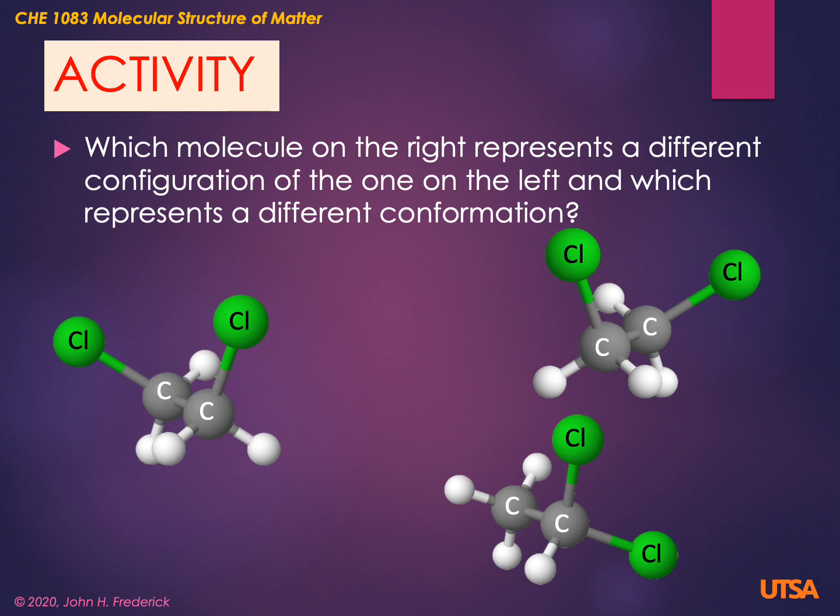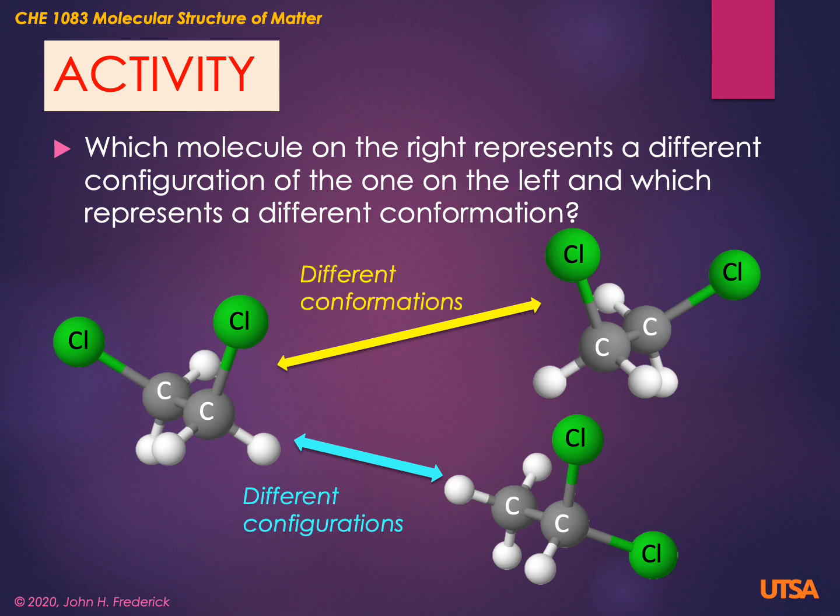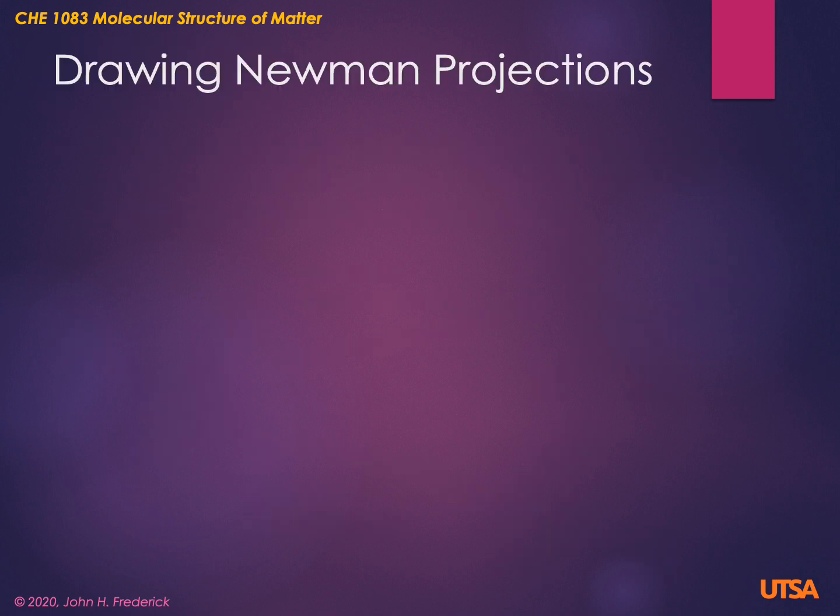Okay, hopefully you've had a chance to do that. These two are different configurations. Notice that the one we started with has the chlorines attached to different carbon atoms, whereas the molecule on the right has them both attached to the same carbon atom. These represent different configurations of the molecule. The other two, however, are different conformations. We can move from one to the other by simply twisting about that central carbon-carbon bond. That's what defines different conformations.